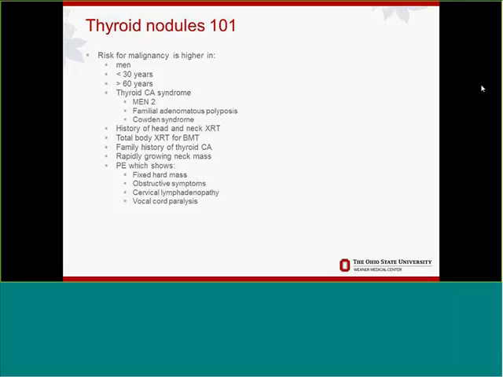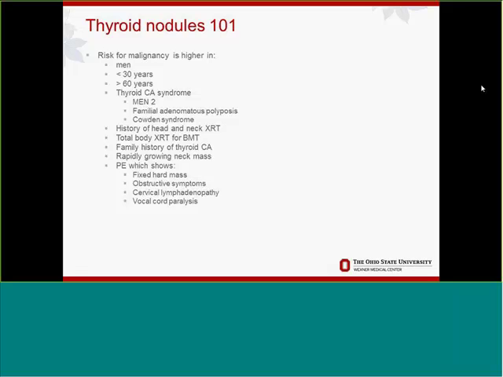Obviously, there are some syndromes associated with thyroid cancer, and any history of irradiation, whether it's total body irradiation for bone marrow or a stem cell transplant, or a head and neck radiation in the past, increases your chance of having thyroid cancer. But interestingly, the type of cancer that you get is not worse. It's basically the same as we see in the general population. So that's good news.